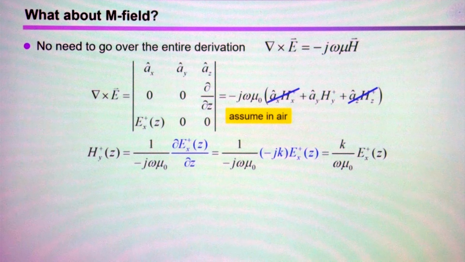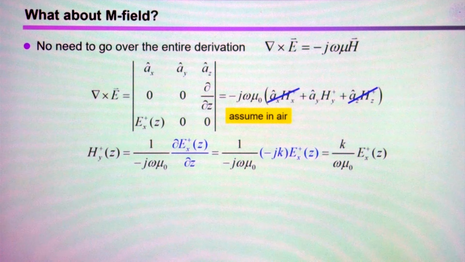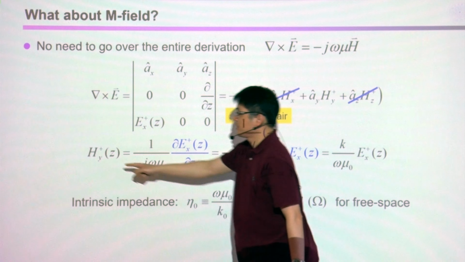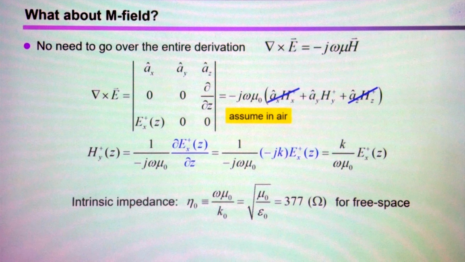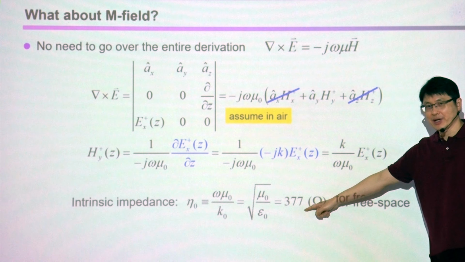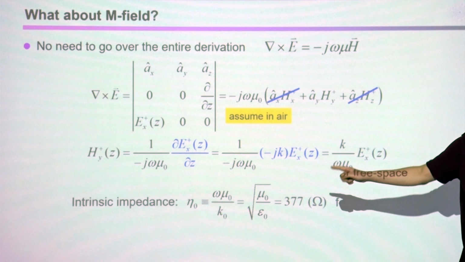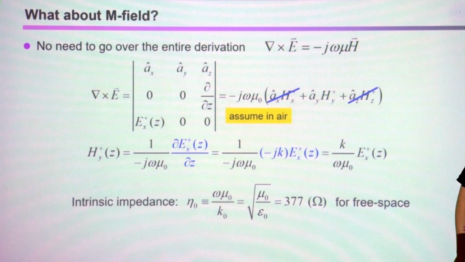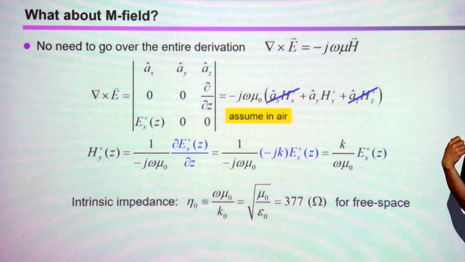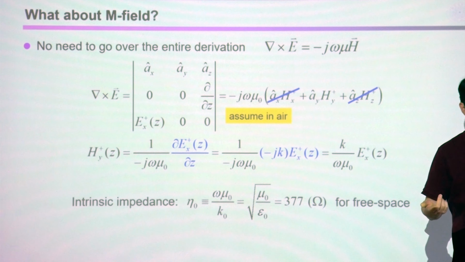So take a good look at how E and H are related in terms of their amplitudes. The ratio of E to H is 377 ohms in free space. Have you encountered this value in transmission line? That's called the characteristic impedance, Z0, for vacuum.